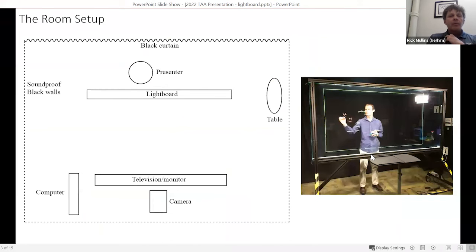The setup of the room, again, just to kind of give an idea of what it looks like, we've got the black curtain in the back. We've got soundproof black walls all the way around, the Lightboard here, the television and the monitor so that you can see what you're drawing. One of the challenges is there can be a little bit of a delay. So with that weather person effect, it can get a little bit awkward at times. But the nice part about these videos that I'll talk about in just a second is the production requirements are pretty limited and they're not too extreme.